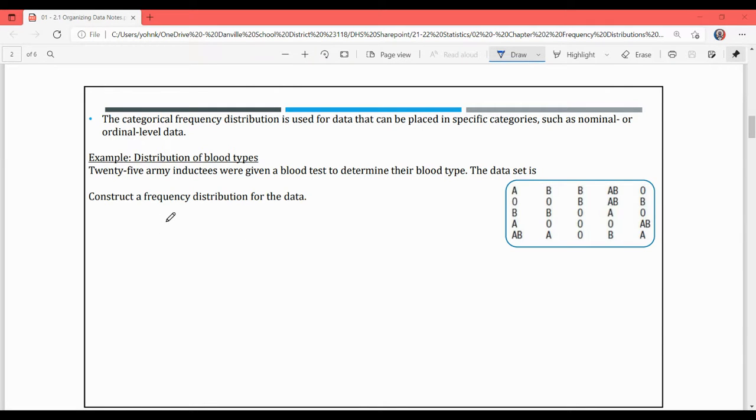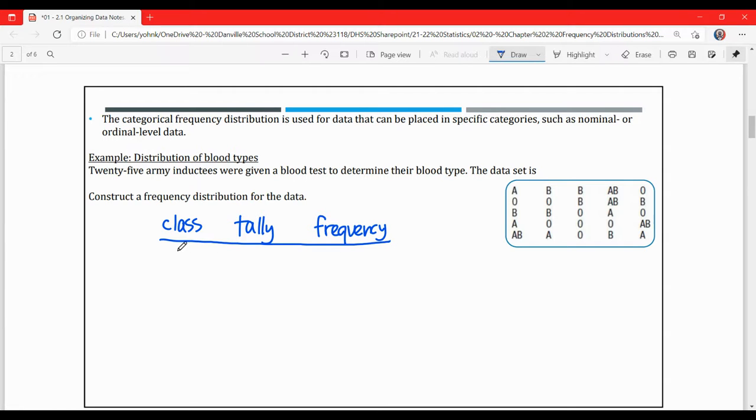Well, we're going to have a couple different columns in our table. First, we're going to have class. Then we're going to have tally. And then we're going to have frequency. And so in the class, we're going to list the different blood types. So it doesn't matter what order you list them in. A, O, B. I just went down the list and found different ones. There are 4 different ones.